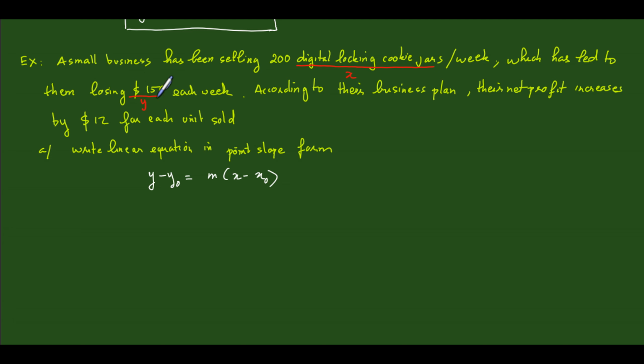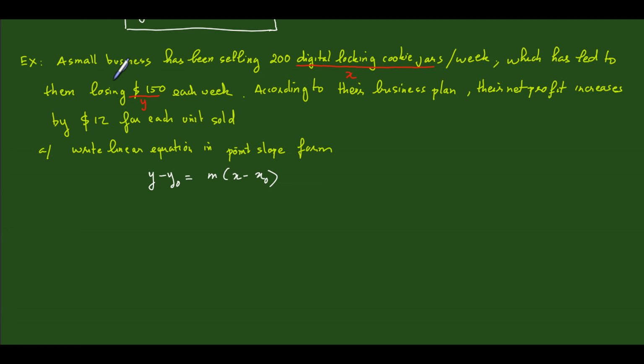And so y0 and x0 over here are 150 and 200. Usually, some people will write down y0 is 150 and x0 is 200, but you have to be careful. It's been selling 200, then they lose 150.